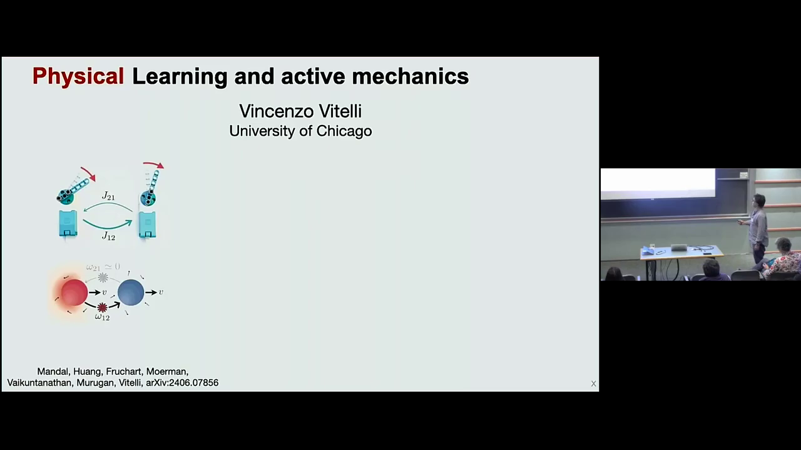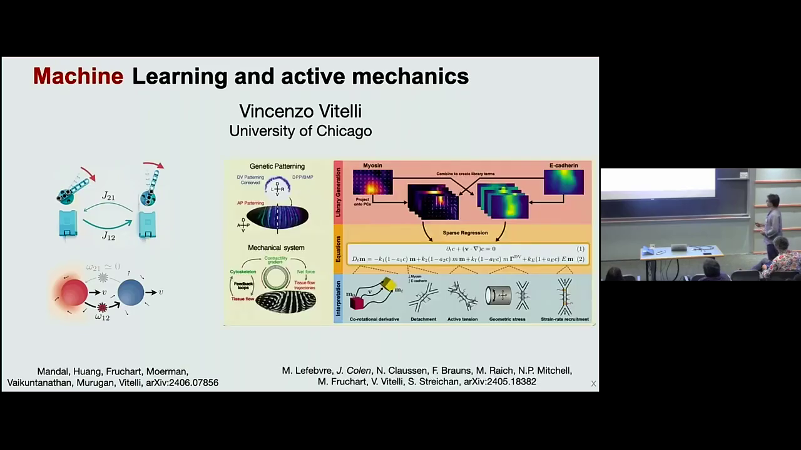In the first part, we will be talking about physical learning. That is to say, how active mechanics can be used to get materials to learn, at least some preliminary ideas in that direction. And the second part, that I would have loved to say something about, I can still talk one-to-one, is how to use machine learning, so an in silico version of what those materials are trying to do, to infer the equation underlying active mechanics directly from experimental data.